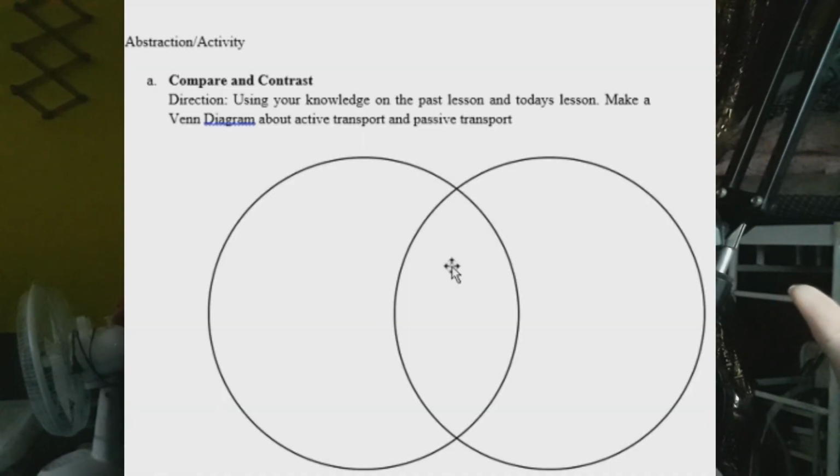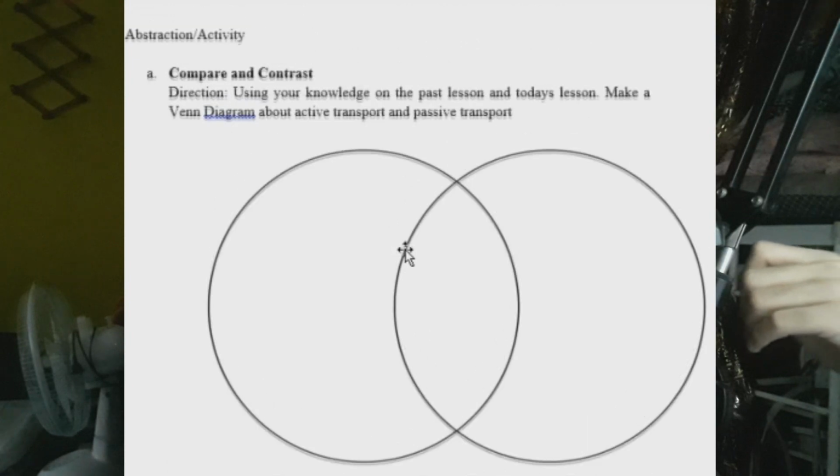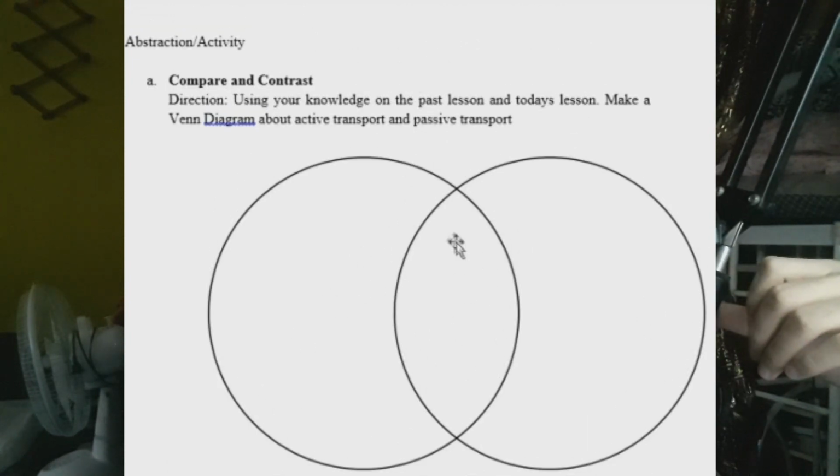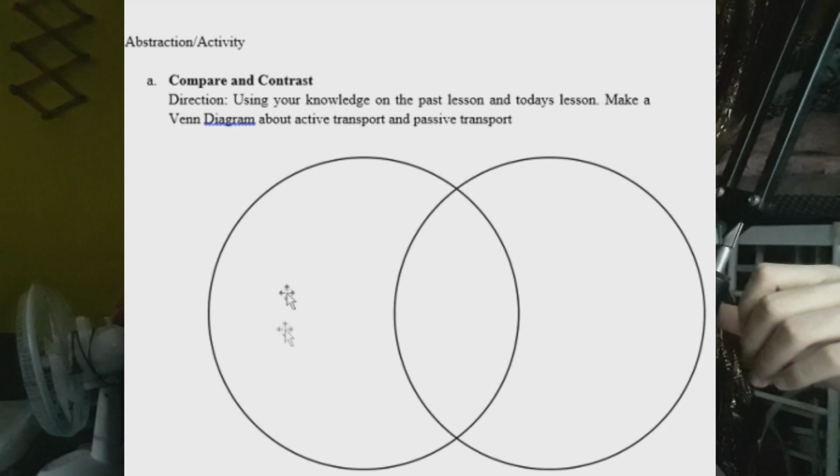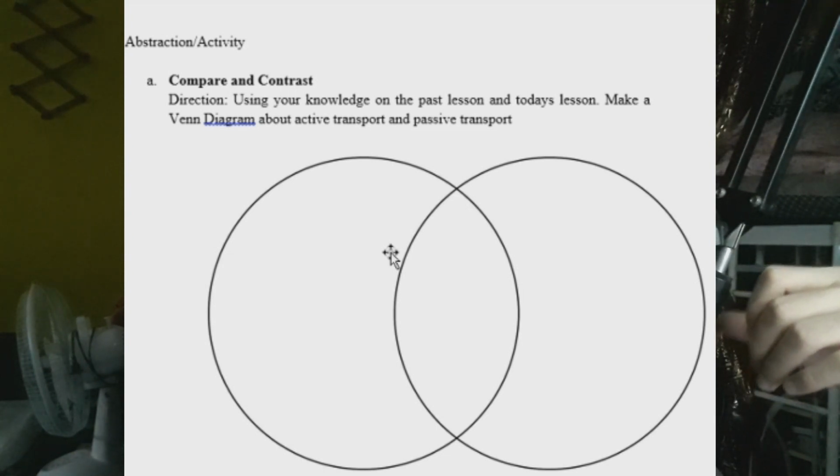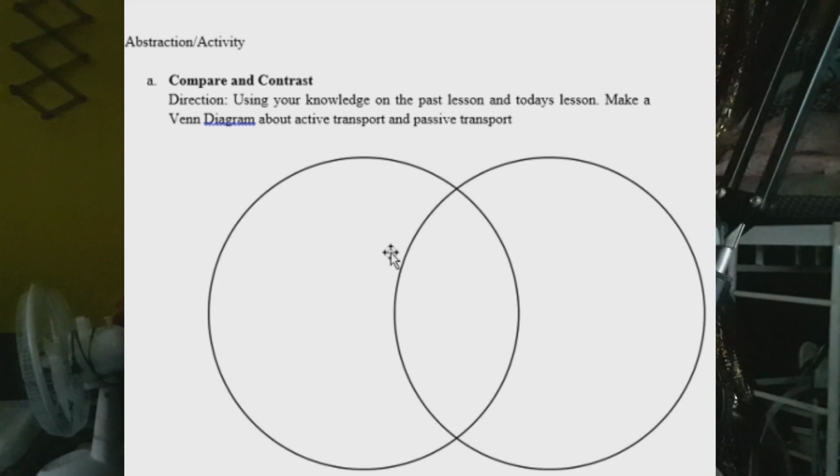Now I have prepared an activity in order for me to see if you really learned something and if you really grasp the knowledge that I want you to impart. So the activity is you're going to make a Venn diagram. Are you familiar with the Venn diagram? It is two overlapping circles in which you will put the similarities in the middle part, and at the outside part of the circles you will put the differences between the two. So you will make a Venn diagram about active transport and passive transport.